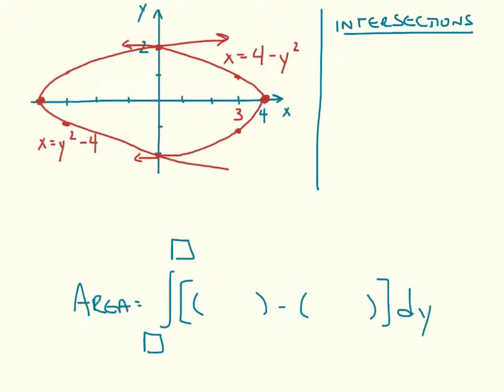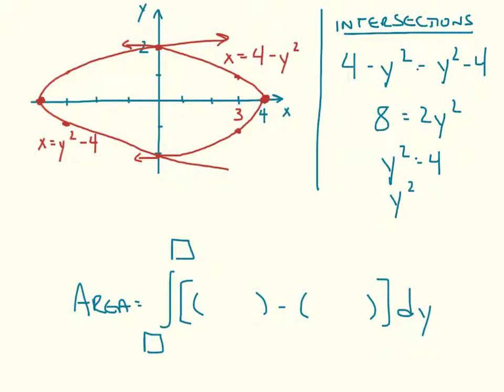How do we go about doing that? Well, we set the two equations equal to each other. So we set 4 minus y squared equal to y squared minus 4 and solve. Pretty easy equation to solve, right? We get 8 equals 2y squared. We get y squared is equal to 4. So y is equal to plus or minus 2, which is exactly what we have in our picture. So now we know that we're integrating from negative 2 to 2.